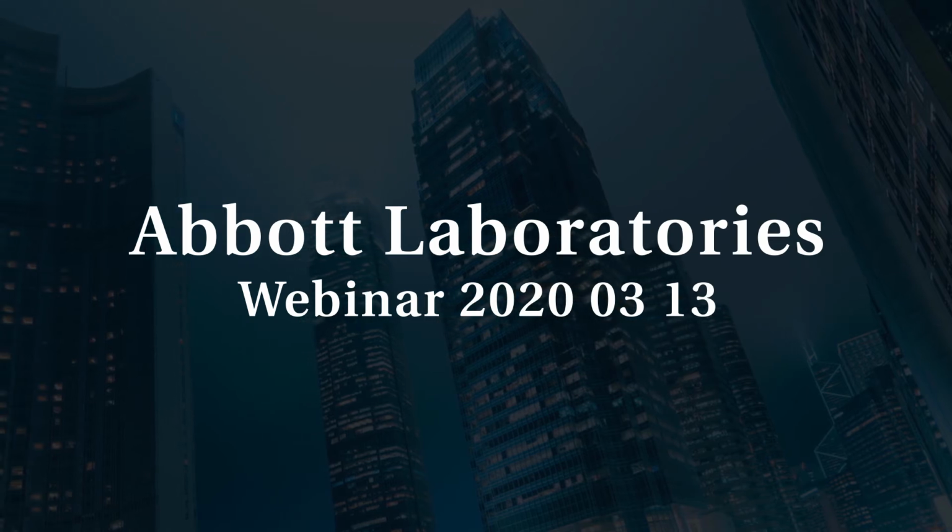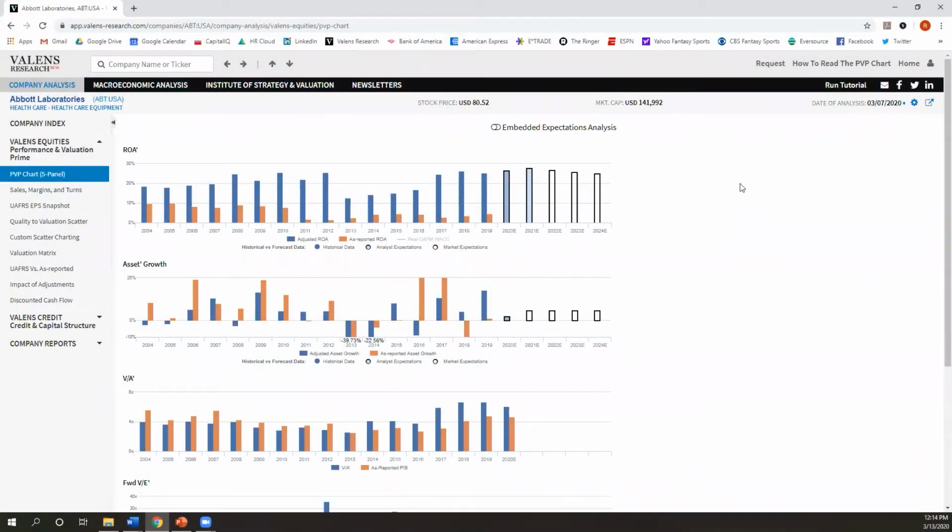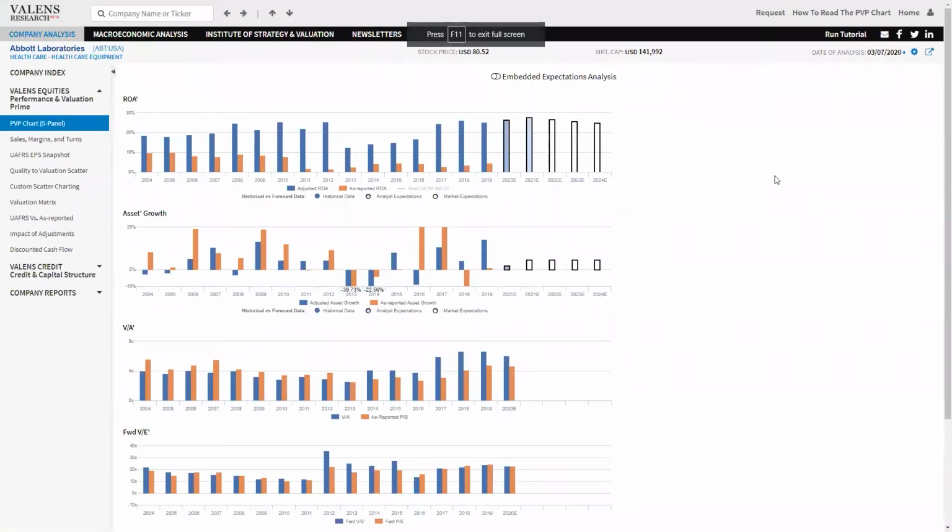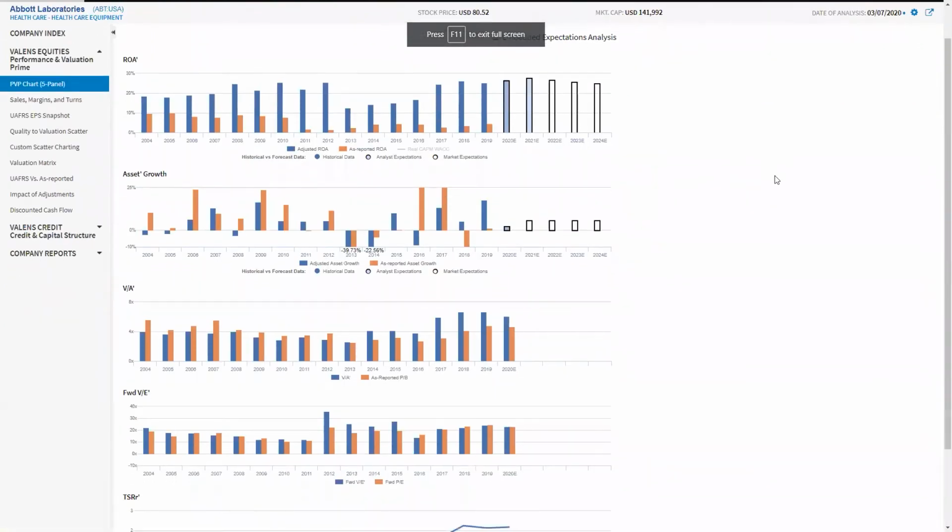And so for Abbott, what's so important that we first see here is what we call the PVP, Performance and Valuation Prime Chart. And what I'm going to do is I'm just going to size this so we can see everything. And so with Abbott, what we're seeing here is first, what is the performance of the company, and then what is the valuation of the company.